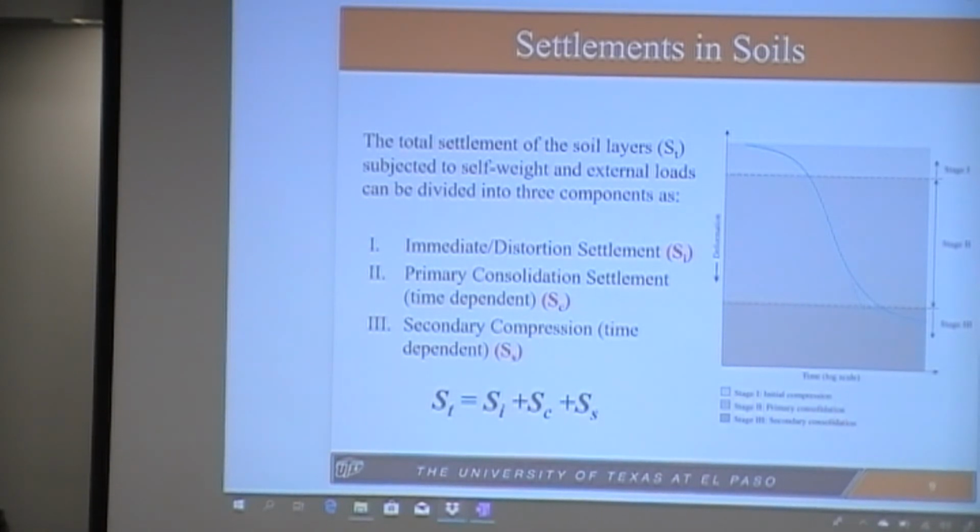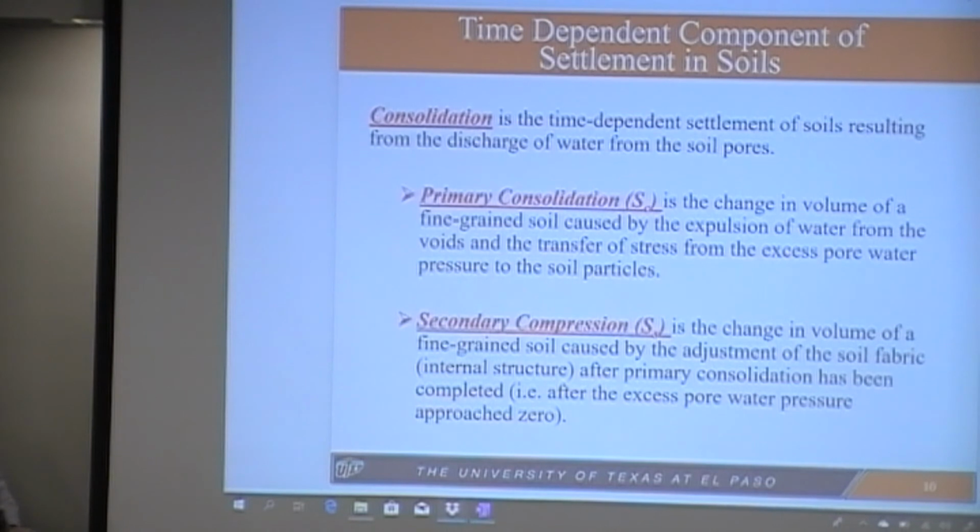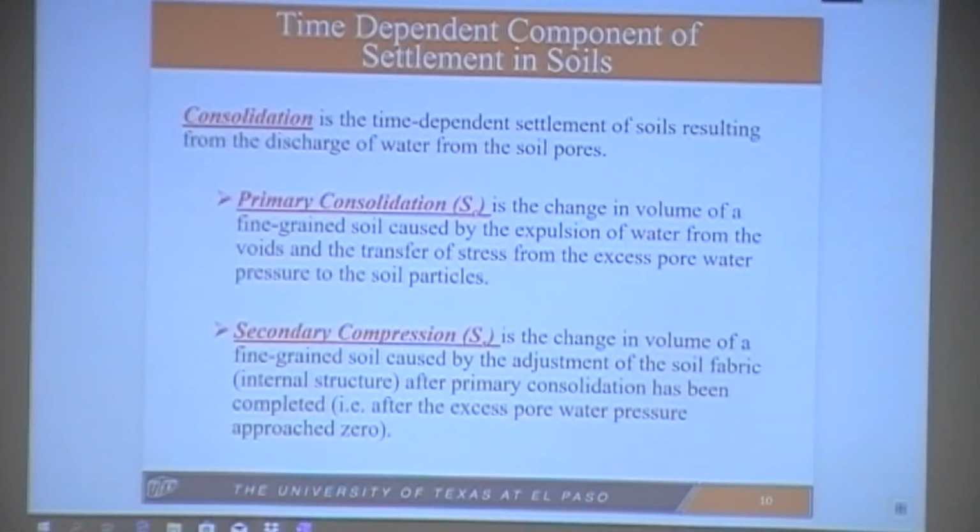So you have three components. Two of them are moisture independent, and one of them is moisture dependent. So let's quickly take a look at the definitions together. Consolidation is the time-dependent settlement of soil resulting from the discharge of water from the soil pores. We have the primary consolidation, which is the change in the volume of the fine-grained materials by the expulsion of the water from the voids and the transfer of the stresses from the excess pore water pressure to the soil particles. We have secondary compression, which is the change in the volume of the fine-grained soils caused by the adjustment of the soil fabric, the internal structure that we have after the primary consolidation has completed.